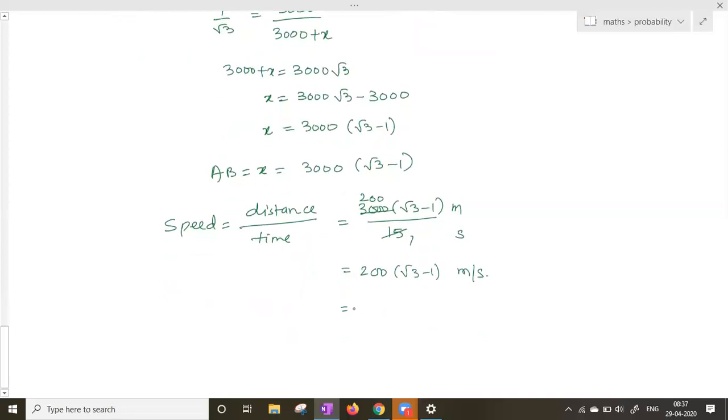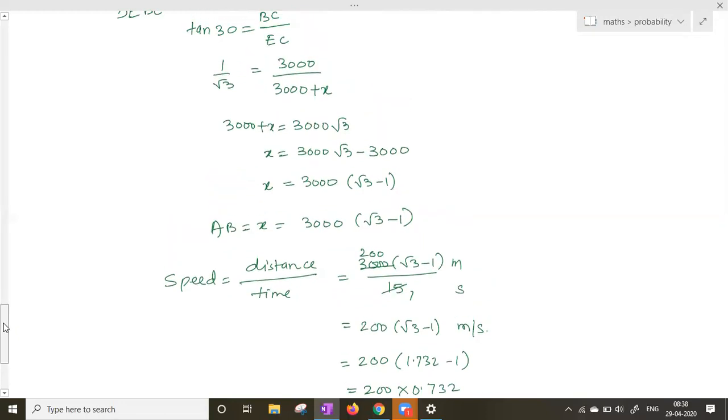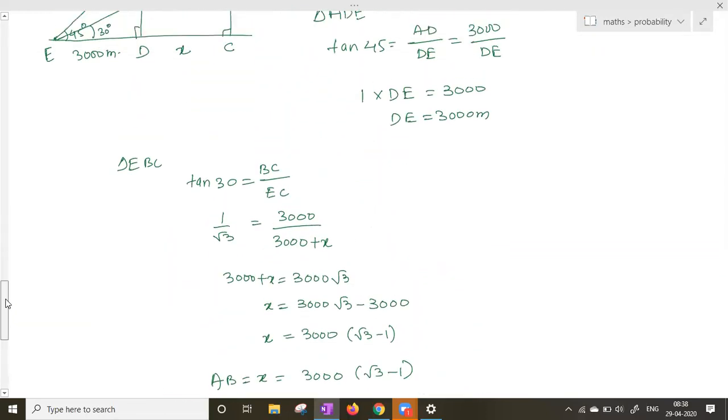And find the final answer by substituting the value of root 3. Root 3 minus 1 is 0.732. That is 2 into 73.2, which is 146.4 meters per second. Is this clear? Yes, ma'am.